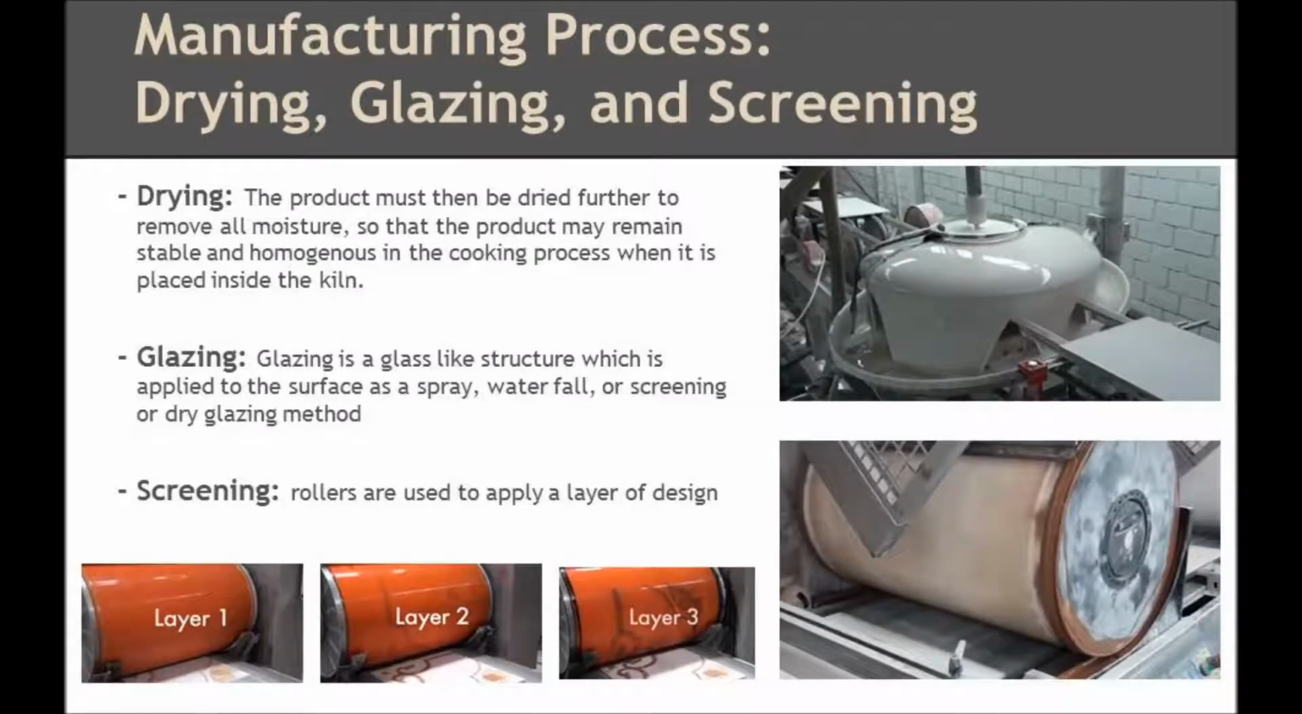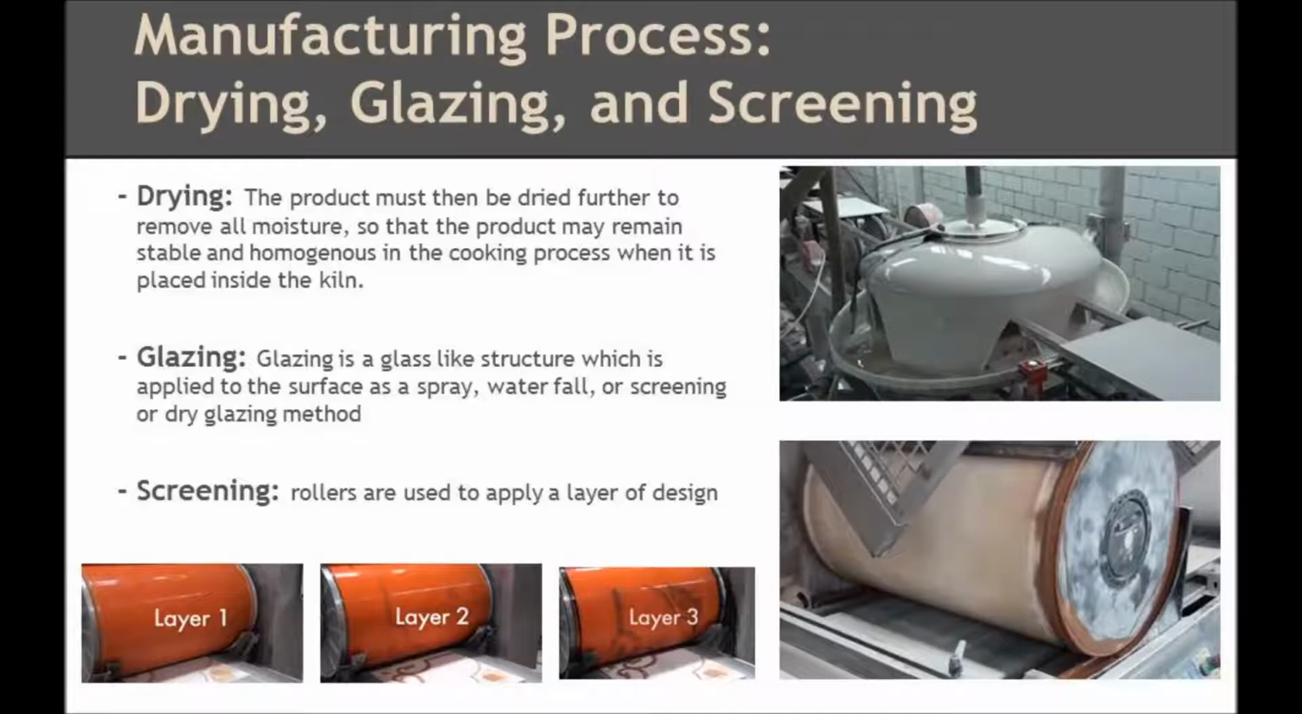The next phases include the drying phase, the glazing phase, and the screening phase. In the drying phase, the product must then be dried further to remove all moisture so that the product may remain stable and homogeneous in the cooking process when it is placed inside the kiln. Remember, this homogeneity is key in the making of porcelain tiles.